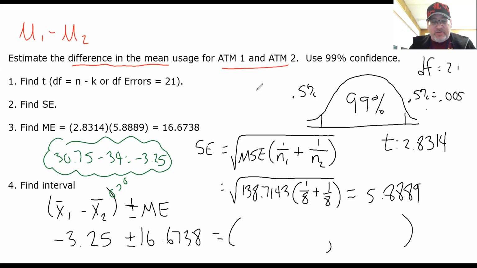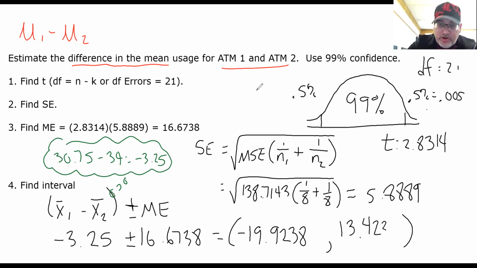Well, this is just a matter of doing the math. Negative 3.25 minus 16.6738 is negative 19.9238. And if we do the addition problem, negative 3.25 plus 16.6738 is 13.4238. And there is our interval.